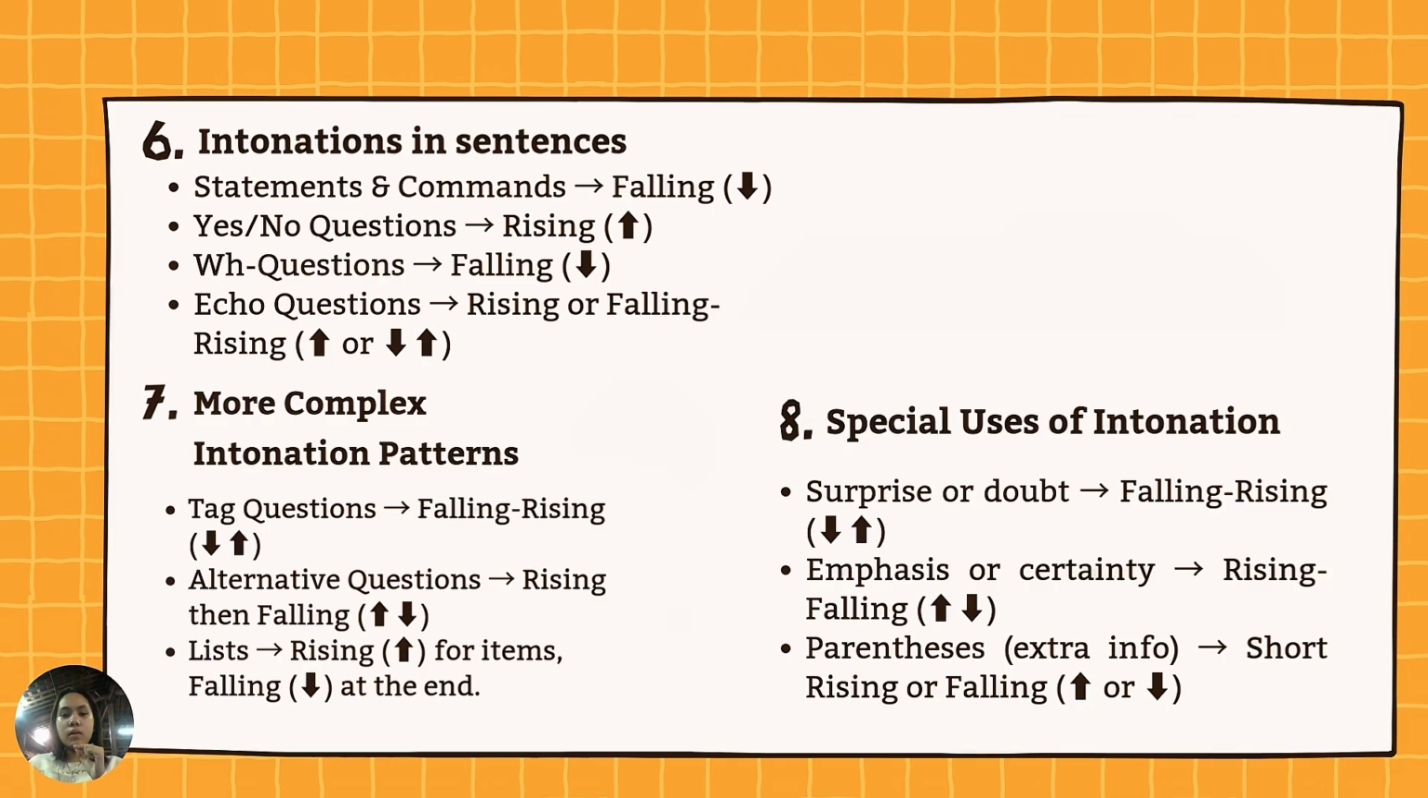And last, we're gonna talk about the special uses of intonation. Intonation can also have special meanings. A falling-rising tone is used for doubt or surprise, like really. A rising-falling tone can add emphasis or certainty, like absolutely. When adding extra information, a short rising or falling tone makes it sound like a separate segment.